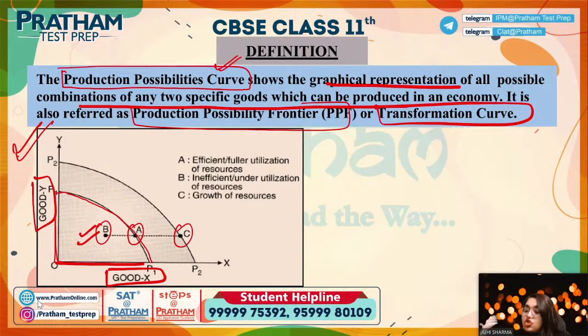Whereas जब आपका point C पर पहुंच जाता है, that means the production possibility curve shifts right from P1 to P2.